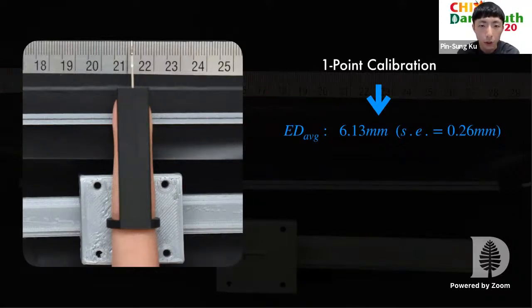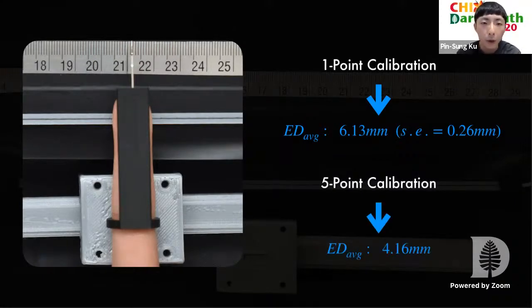The result shows a 6.13 millimeter error distance for 1 point calibration. And we were able to reduce the error to 4.16 millimeter with 5 calibration points. We think with this level of sensing accuracy, continuous input touch such as sliding is possible, but a filter needs to be used to reduce signal noise.